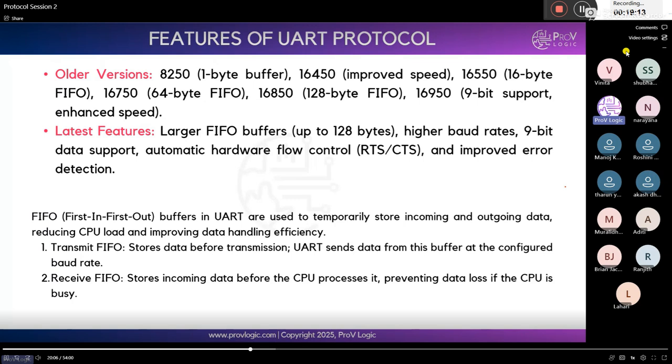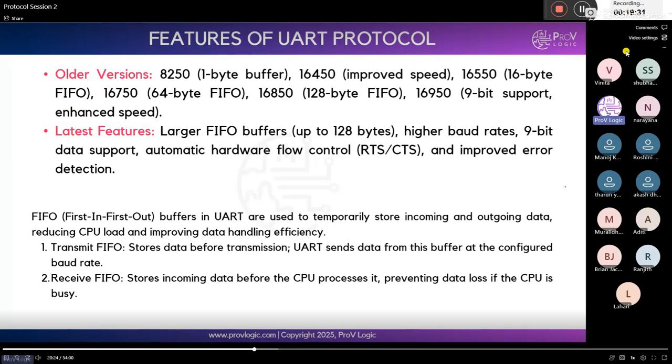In 16750, we use 64, and then 128. And also 16950, it supports 9-bit enhanced data. Eventually 128 and also 9-bit characters it will be supporting.